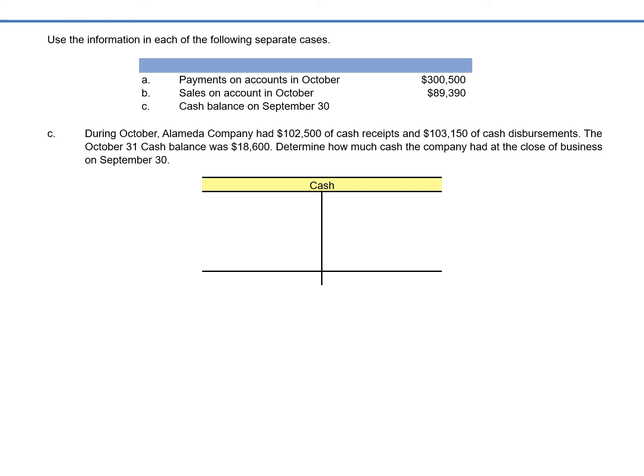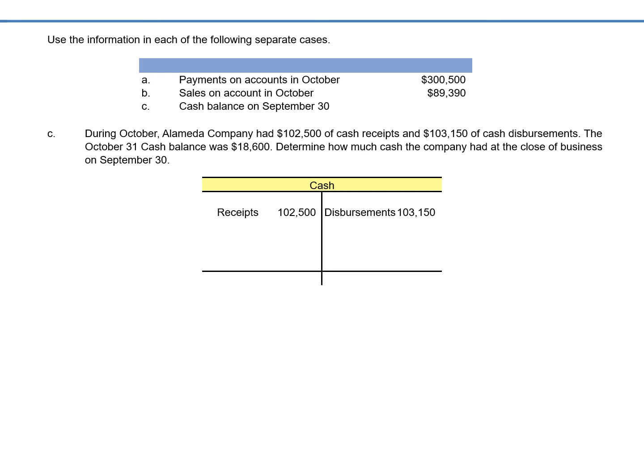And so let's fill in what we know. So we know that during October, the company collected cash of 102,500. And so that would mean our cash balance is increasing. And in order to increase our cash balance, cash is an asset and assets are increased with debits. Debits belong on the left side of our T account, right? So we have receipts of 102,500. We have disbursements of 103,150. So those are decreases to cash, right? So if we debit to increase cash, that means we must credit to decrease it. So our disbursements go on the right-hand side of our T account.